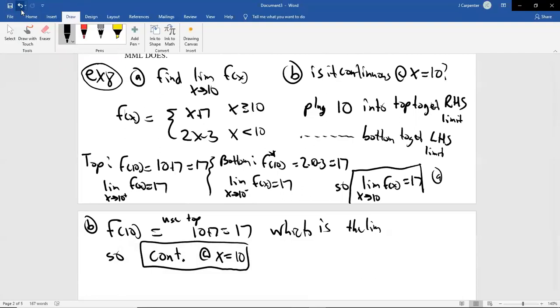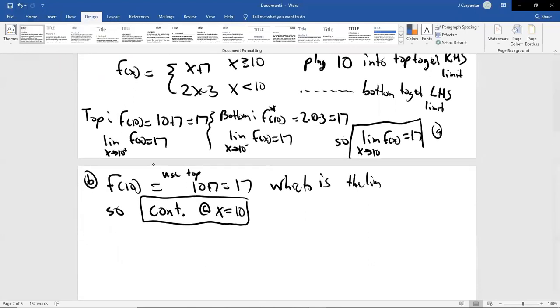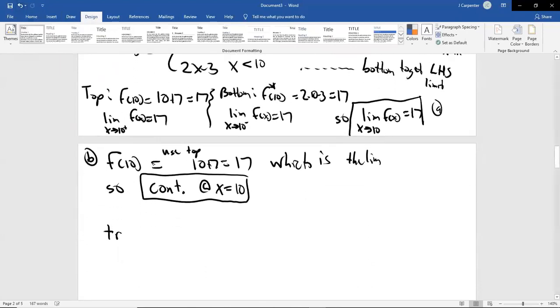Okay, so let's say that the left side and the right side limits didn't match. There wouldn't be a limit, which automatically says it's not continuous. What I'd like you to do on your own, and I'm not going to do this for another one, try to do this again with this function.